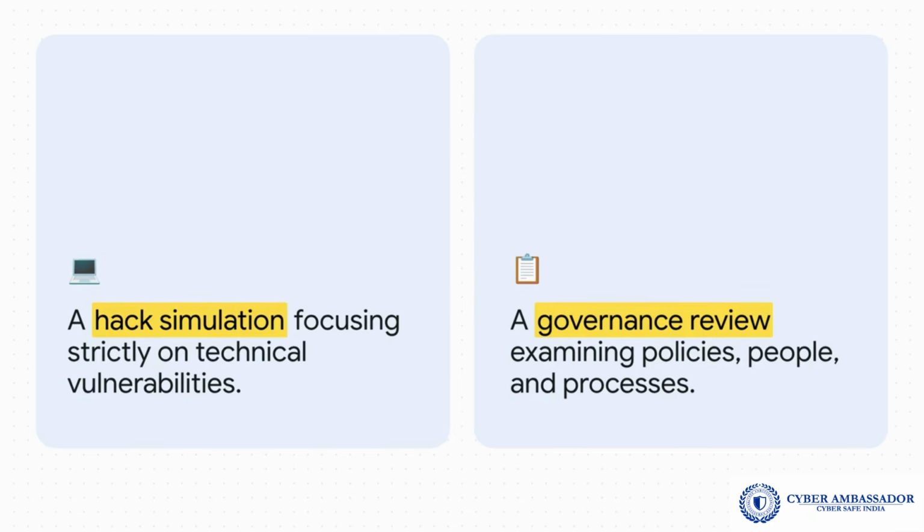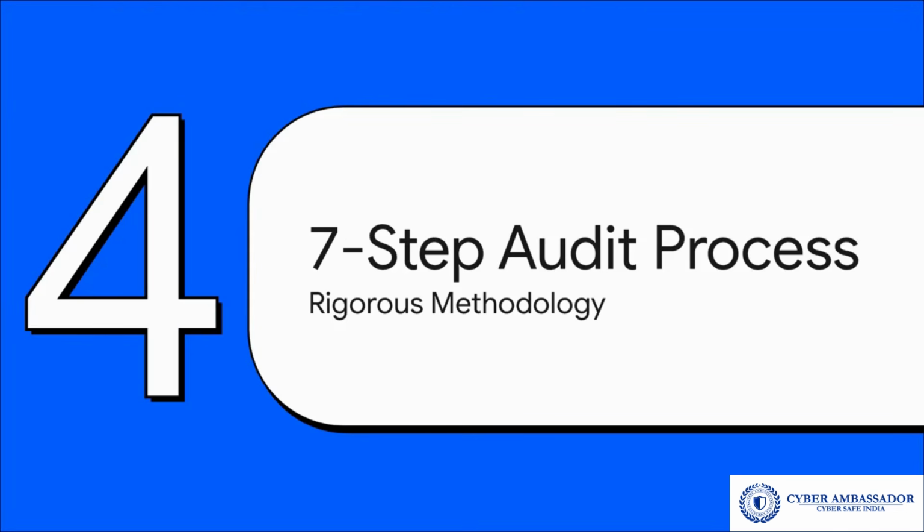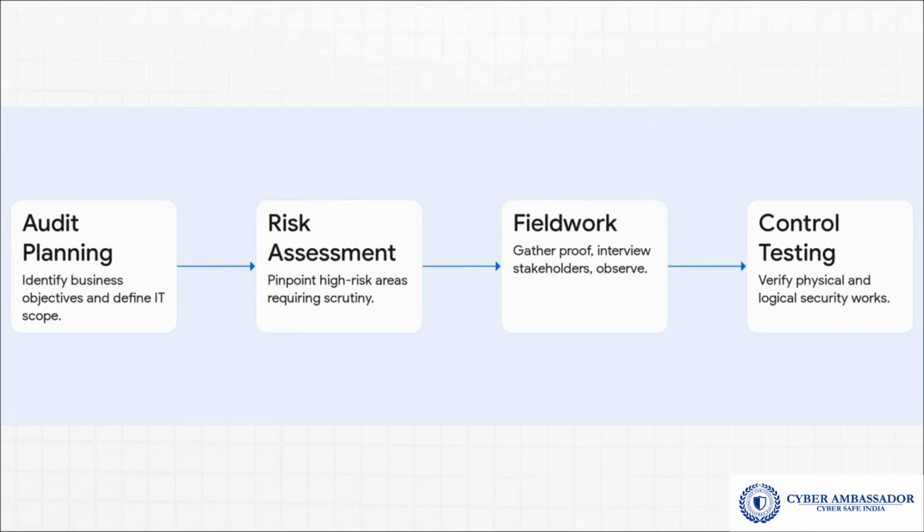A CISA audit makes sure you assess the humans and the rules, not just the hardware. Let's get under the hood in Section 4, the 7-step audit process. It's a very rigorous methodology. Auditors don't just walk in blindly and start poking around. In Step 1, they sit down for audit planning to genuinely understand your specific business goals.